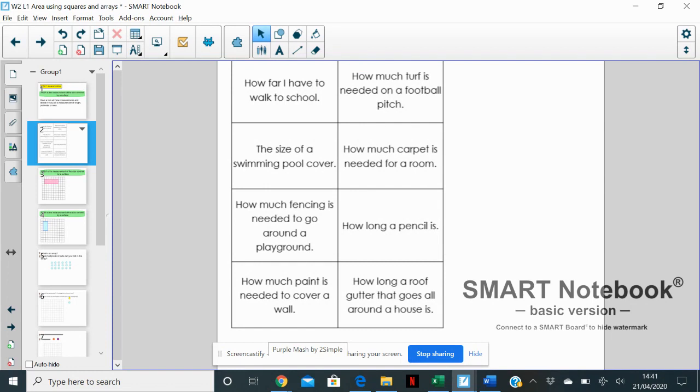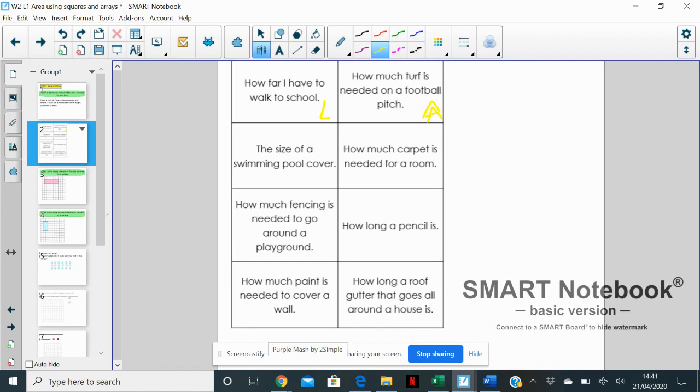Okay, so let's look at them one by one. So how far I have to walk to school. That's got a starting point, A, and an end point, B. So that's just one length. So that is measuring a length. How much turf is needed on a football pitch? Now that turf needs to cover the whole surface of the football pitch. So I'm going to need to know the area.